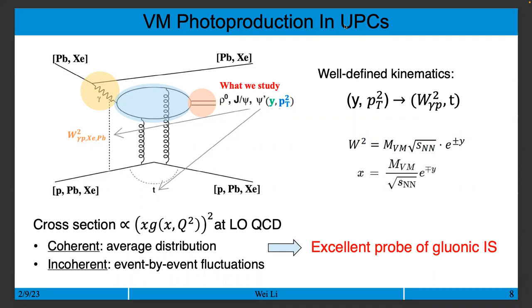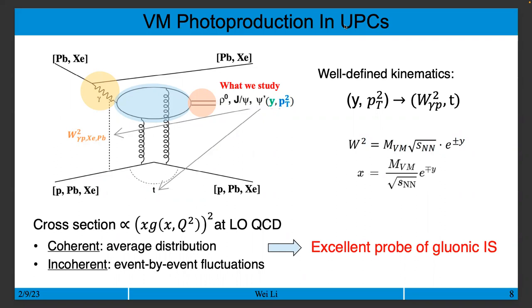And you can also see that at leading order QCD, the cross section for this process is proportional to the gluon PDF squared. So they serve as an excellent probe of the gluonic initial state.